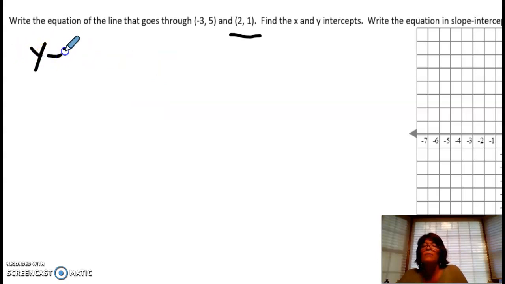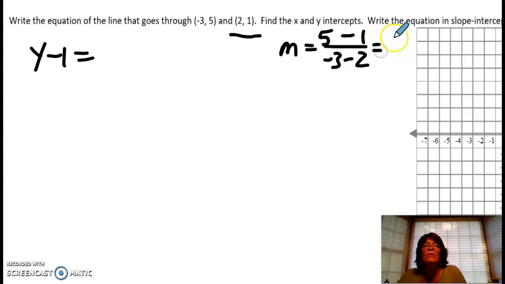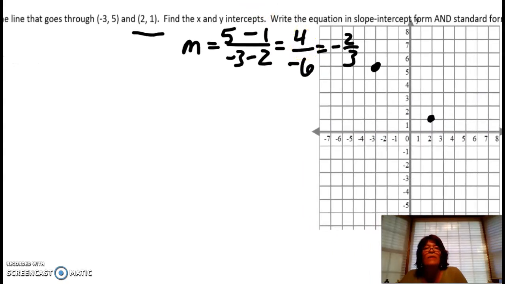I'm going to say y minus 1 equals, oopsies, I forgot to find the slope. So I'm going to subtract my y's, 5 minus 1, subtract my x's, -3 minus 2, 4 over -6. So I think the slope is -2/3 if I reduce it. Might as well have graphed it a while ago. -3, 5, and 2, 1. Okay, so there's my graph.